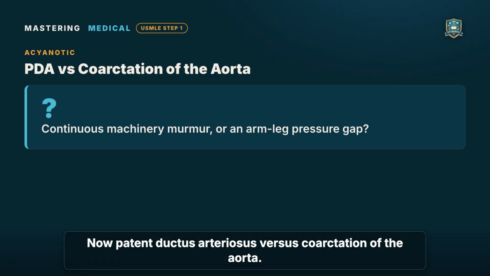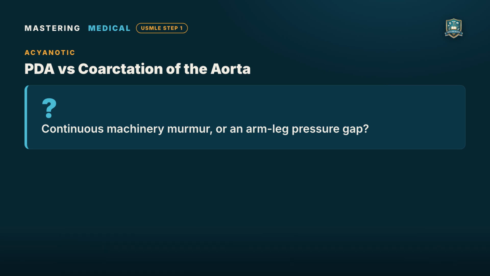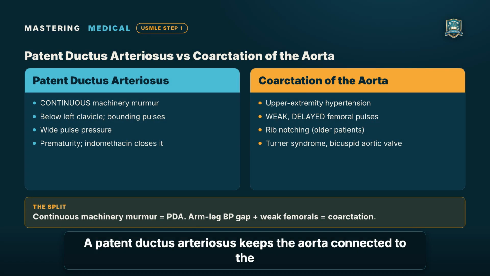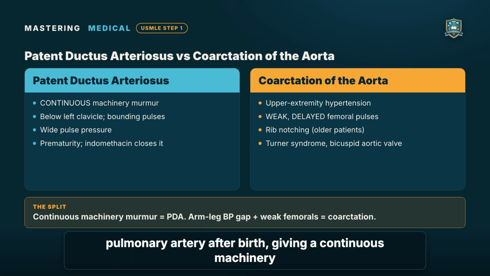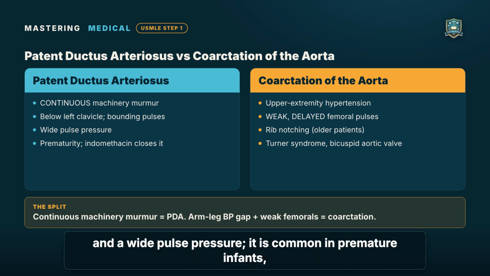Now patent ductus arteriosus versus coarctation of the aorta. One announces itself with a non-stop murmur, the other with a difference between the arms and the legs. A patent ductus arteriosus keeps the aorta connected to the pulmonary artery after birth, giving a continuous machinery murmur below the left clavicle, bounding pulses, and a wide pulse pressure. It is common in premature infants, and indomethacin closes it while prostaglandin keeps it open.